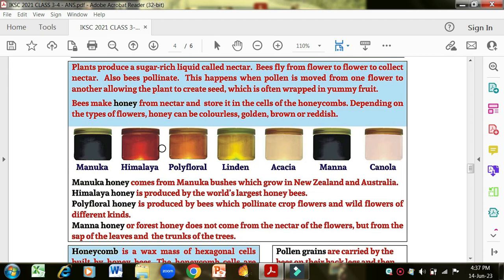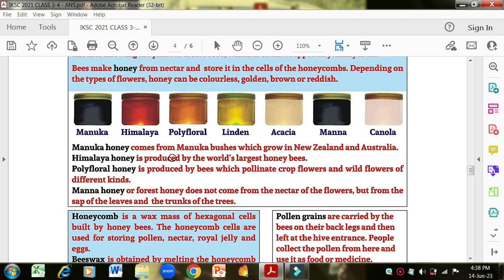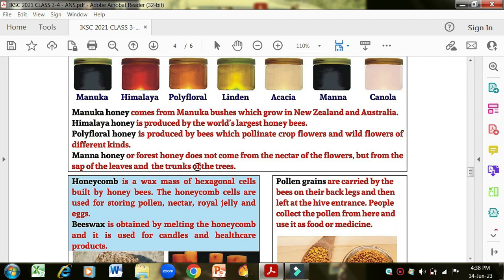Okay, these are the types of honey and it depends on which flowers they are collecting the nectar from. Manuka, Himalaya, polyfloral, linden, acacia, banana and canola. Okay, these are the names of honeys, types of honeys. Manuka honey comes from manuka bushes which grow in New Zealand and Australia. Himalaya honey is produced by the world's largest honeybees. Polyfloral honey is produced by bees which pollinate crop flowers and wildflowers of different kinds. And banana honey or forest honey does not come from the nectar of the flowers but from the sap of the leaves and the trunks of the tree.